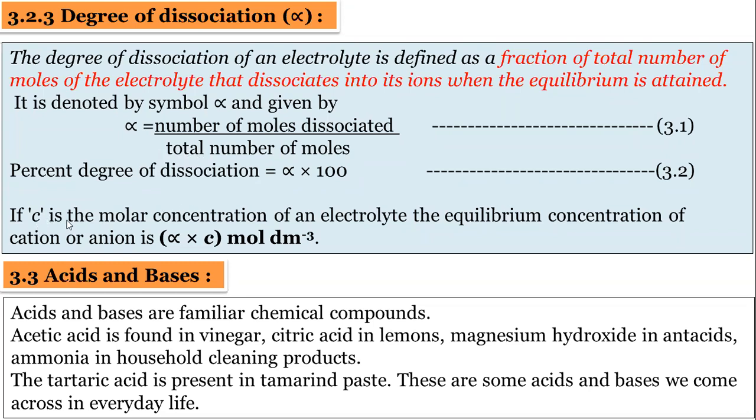If C is the molar concentration of the electrolyte, then the equilibrium concentration of the cation or anion is given by alpha into C moles per dm cube. So what is meant by this alpha into C? This is the equilibrium concentration of the cation or anion, where C is the molar concentration of the electrolyte. Then I am coming to what is meant by acids and what is meant by bases.